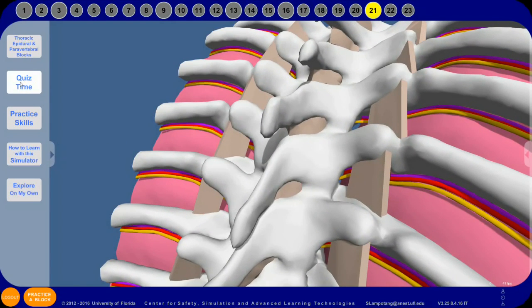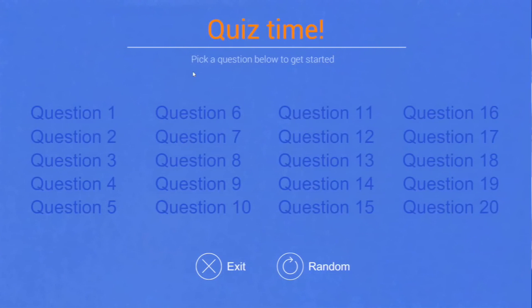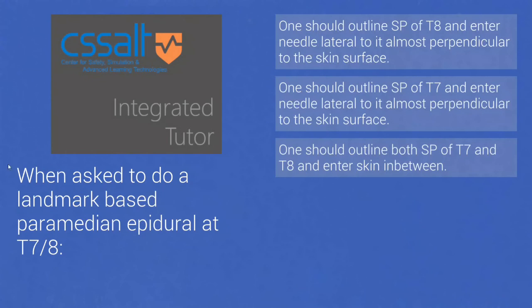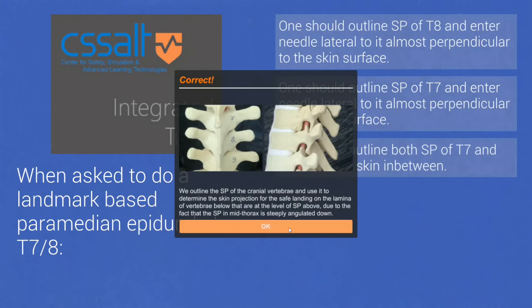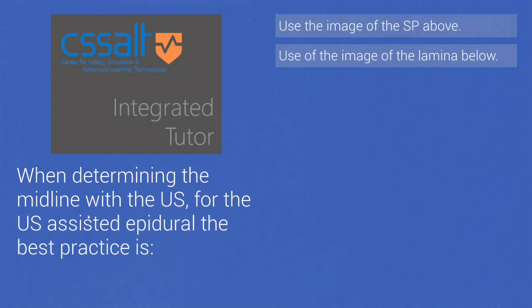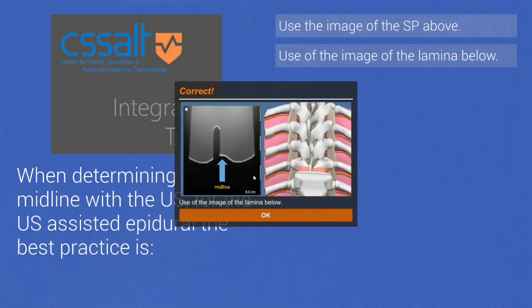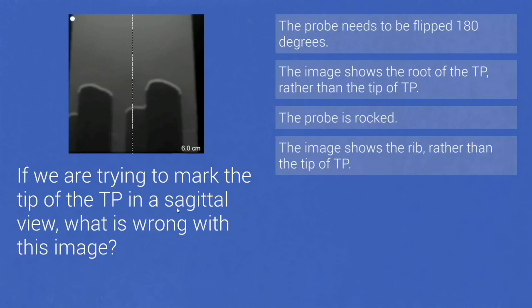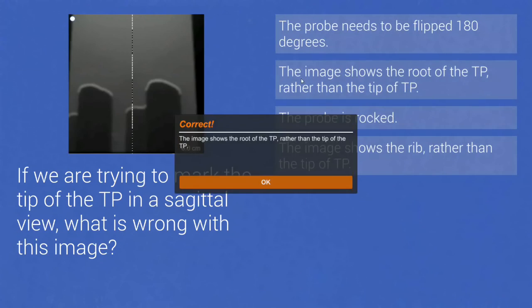The next button is the Quiz Time button. If you click on this button, there are about 20 high-yield questions that will pop up to test your understanding of all 4 blocks. These questions will be examples of questions that you will see on the final multiple choice test. These questions will also make sure that you are understanding the most important points of the procedures.